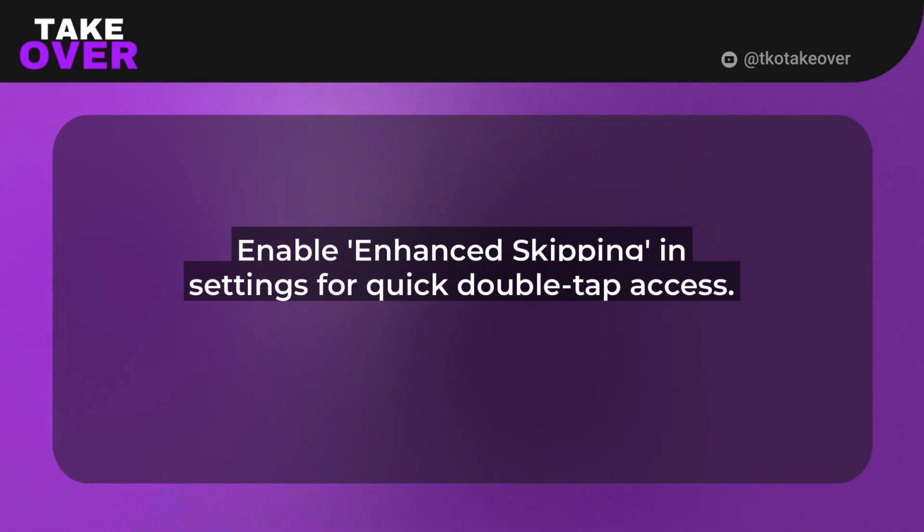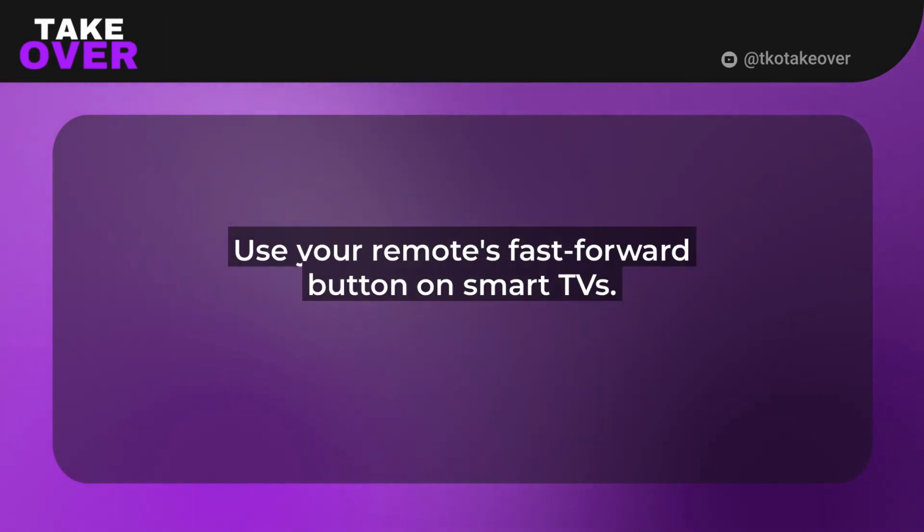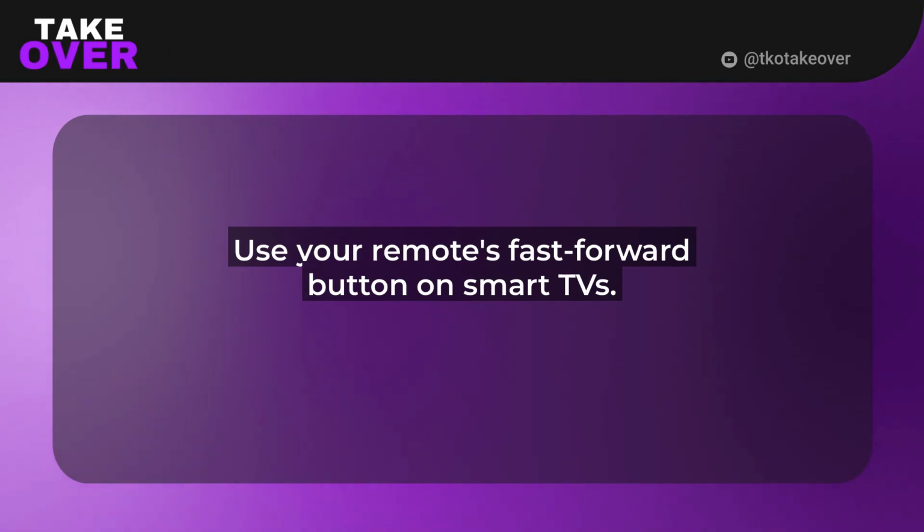But wait, there's more. In the new 2025 update, YouTube TV has added a Skip Ads shortcut. To enable it, go to your settings menu by clicking the gear icon, select Playback and Performance, and toggle on the Enhanced Skipping option. This lets you fast forward through ads with just a double tap on the screen.